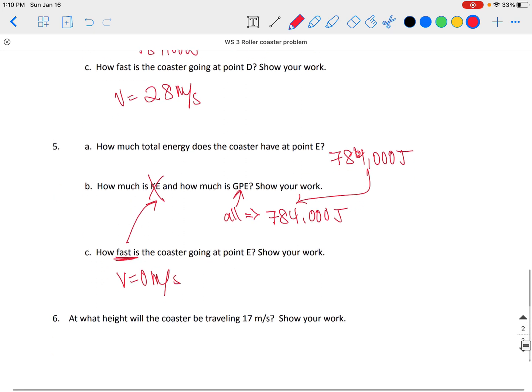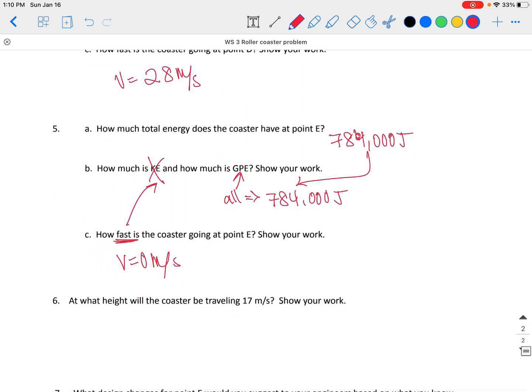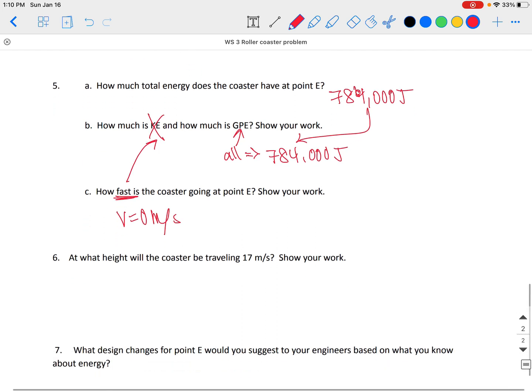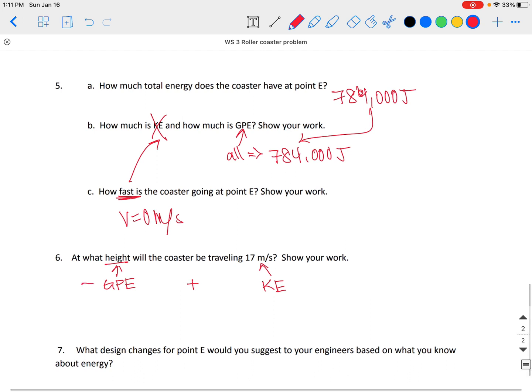Now it says, at what height will the coaster be traveling 17 meters per second? Show your work. So this one's a tricky one. We have height, which is GPE, gravitational potential energy, but we've got speed, which is kinetic energy. This means that we've probably got both of these energy types in our calculation. So if we're solving for height, and we know if we added these two together, it would equal our total energy of 784,000 joules, then let's go ahead and do the calculation for kinetic energy.